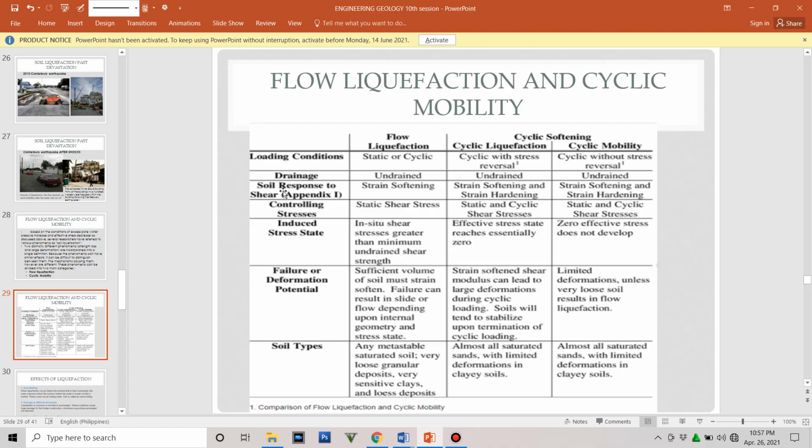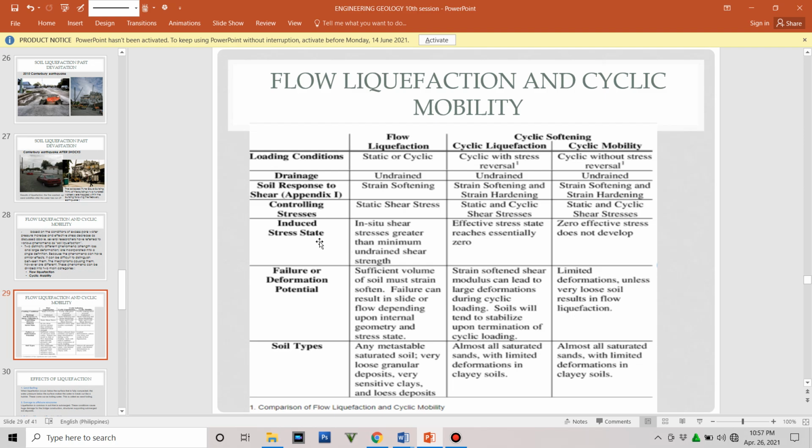And then, in terms of soil response to shear, we have variations. We have strain softening for flow liquefaction, strain softening and hardening for cyclic liquefaction, and then strain softening and strain hardening for cyclic mobility. So the controlling stresses here for flow liquefaction is static shear stress, and for both cyclic softening we have static and cyclic shear stresses.